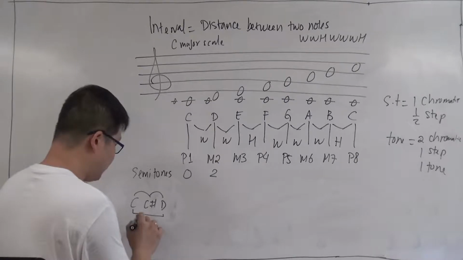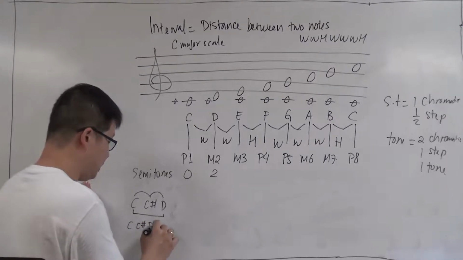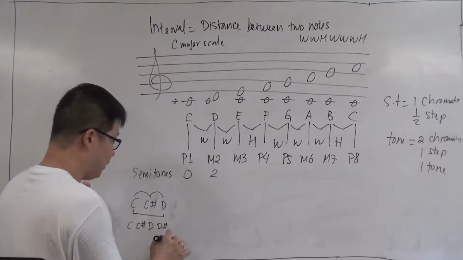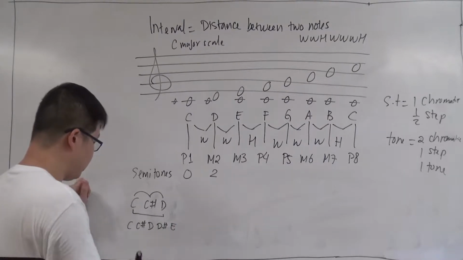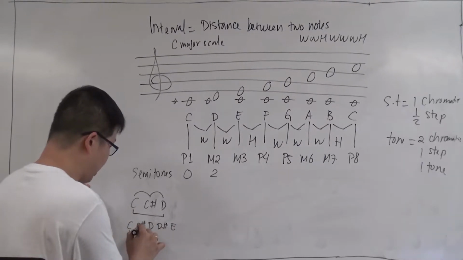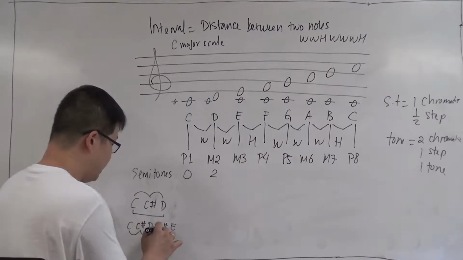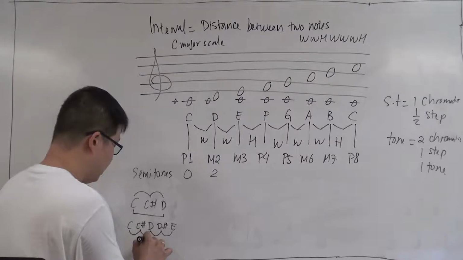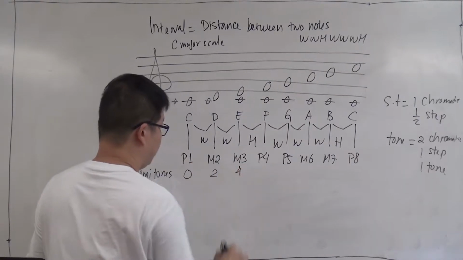Now let's say C to E, how many semitones? You have C, after C is C sharp. After C sharp is D. After D is D sharp. After D sharp is E. So when we want to count how many semitones, we just count from C to C sharp is 1, C sharp to D is 2, D to D sharp is 3, D sharp to E is 4. So it's 1, 2, 3, 4. The answer is 4 semitones.